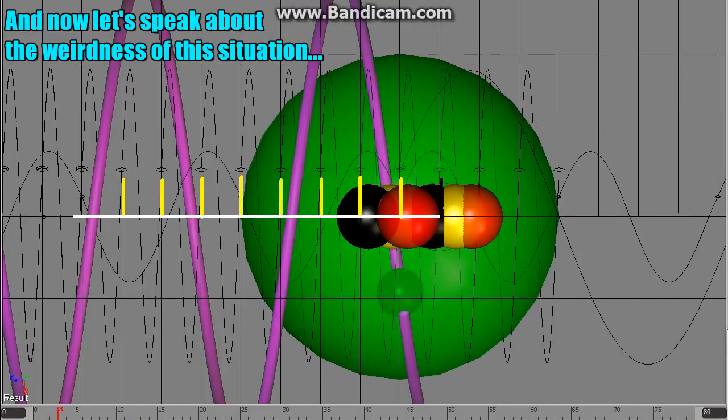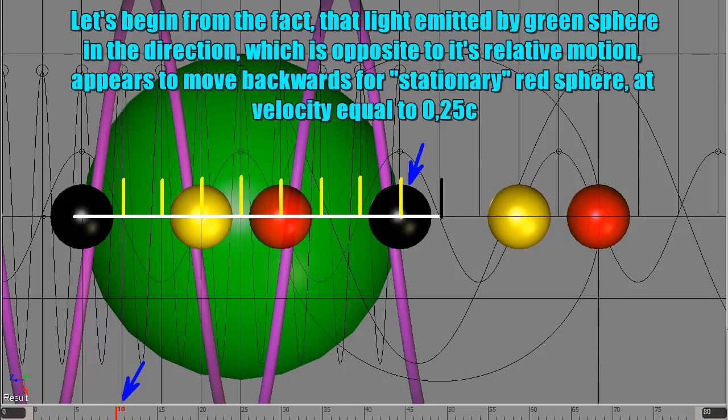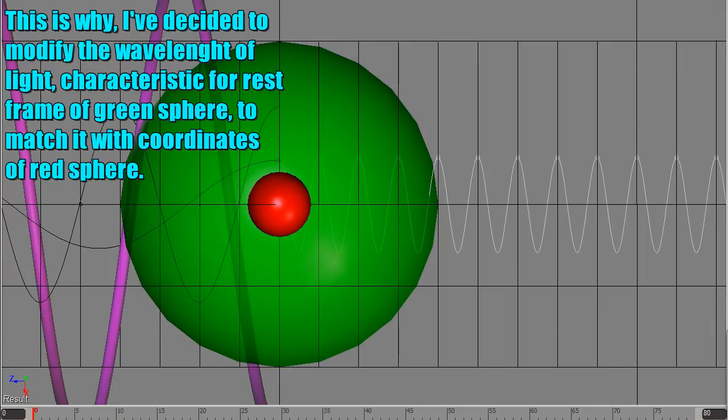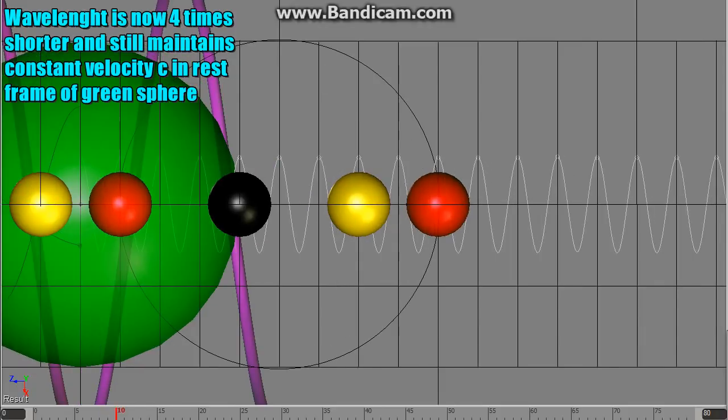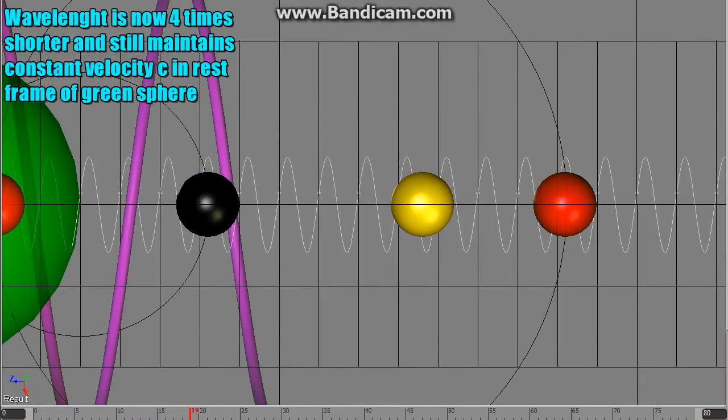And now let's speak about the weirdness of this situation. Let's begin from the fact that light emitted by the green sphere in the direction which is opposite to its relative motion appears to move backwards for the stationary red sphere at velocity equal to 0.25 c. This is why I've decided to modify the wavelength of light characteristic for the rest frame of the green sphere to match it with coordinates of the red sphere. Wavelength is now 4 times shorter and still maintains the constant velocity c in the rest frame of the green sphere.